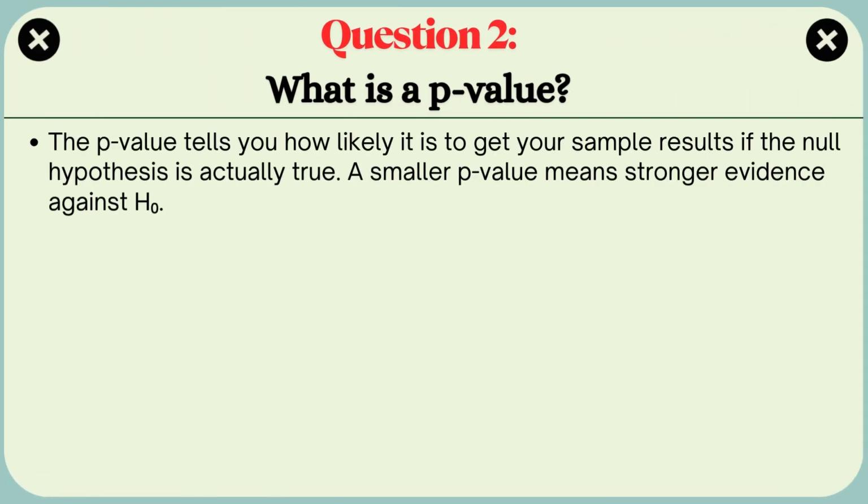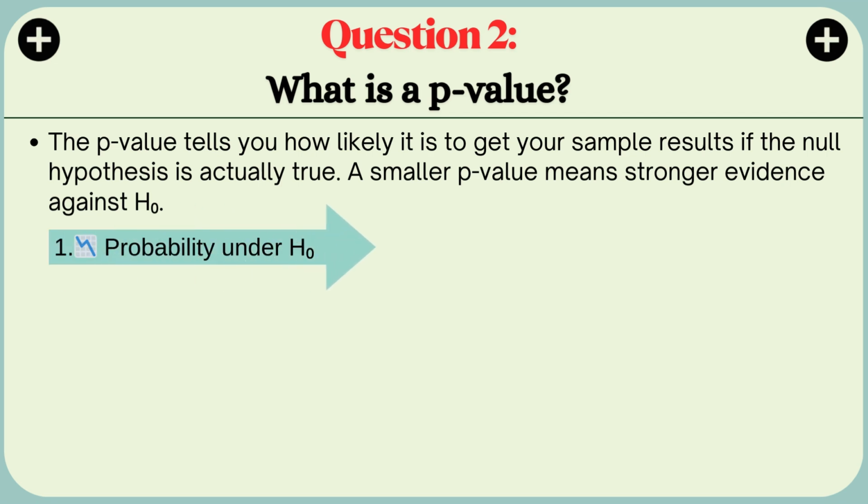Question 2. What is a p-value? The p-value tells you how likely it is to get your sample results if the null hypothesis is actually true. A smaller p-value means stronger evidence against H0. Probability under H0: shows the chance of getting the observed result if H0 is true.